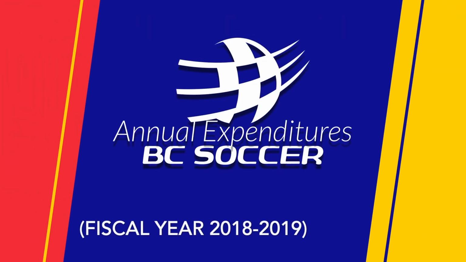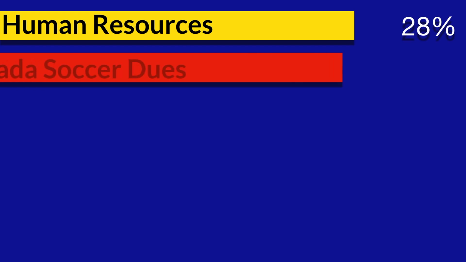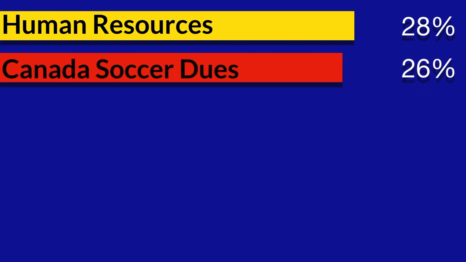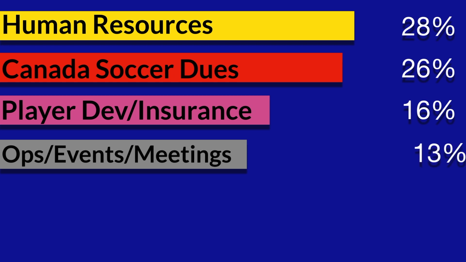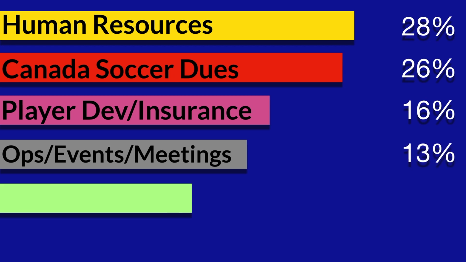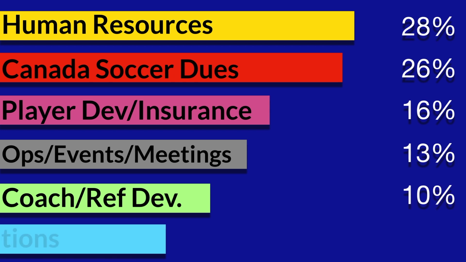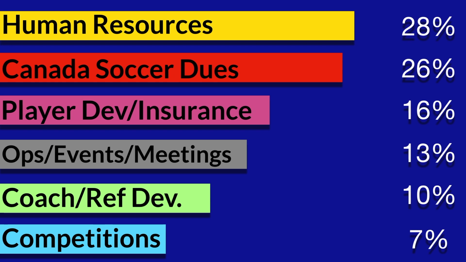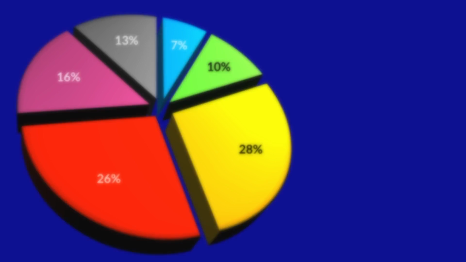Then comes our annual expenses, and to no surprise, Human Resources leads at 28%, which is our staff of 18 that administers the game from an operational and technical perspective. Those Canada Soccer dues we mentioned are next at 26%, followed by a combined category of the insurance we provide to every registered player along with player development initiatives. Our AGMs, SGMs, and any other association-oriented events are fourth at 13%, coach and refereeing development 10%, and our cup competitions account for 7% of our annual expenditures. Here's how it looks on a pie chart.